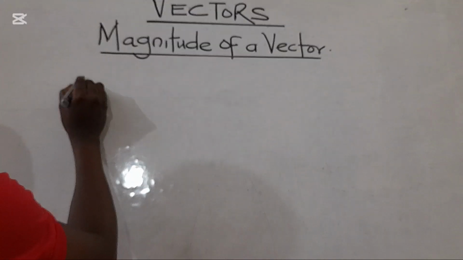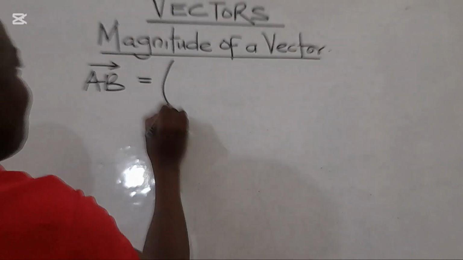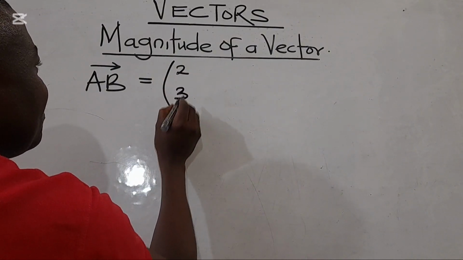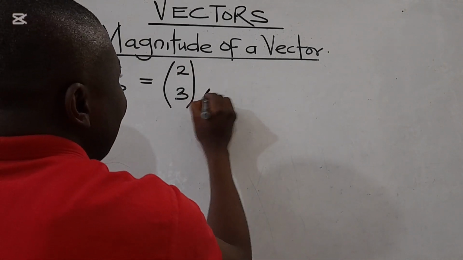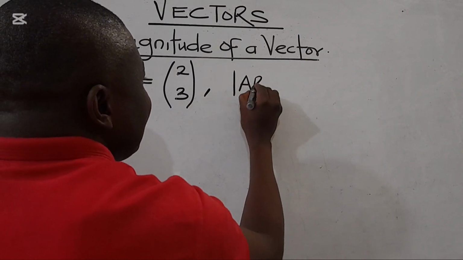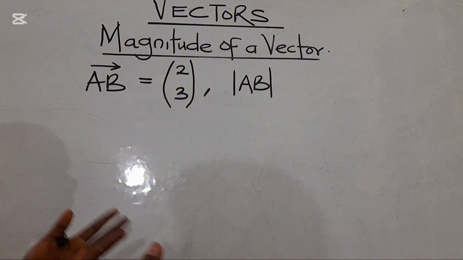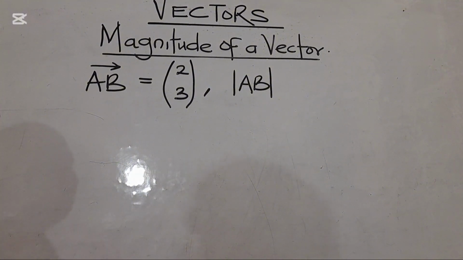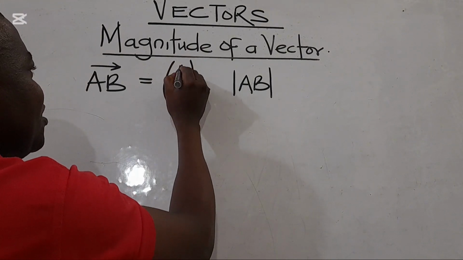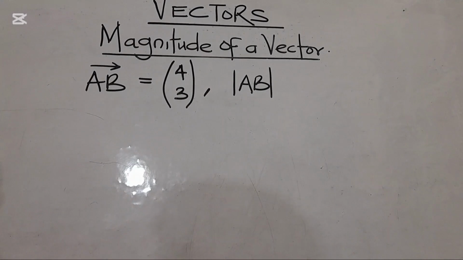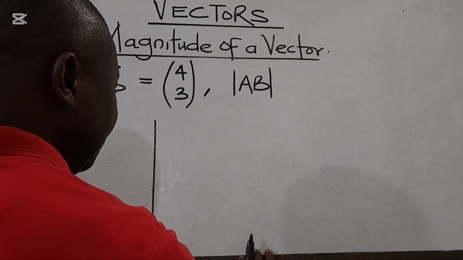If you have a vector, say AB, to be (4, 3), the magnitude is normally written this way. They only want the size, and you can do this using Pythagoras theorem. Now, let's see how it's gotten. If you have your graph like this, sorry, I'm going to use the plain board.